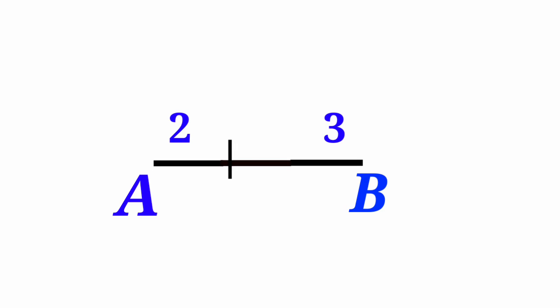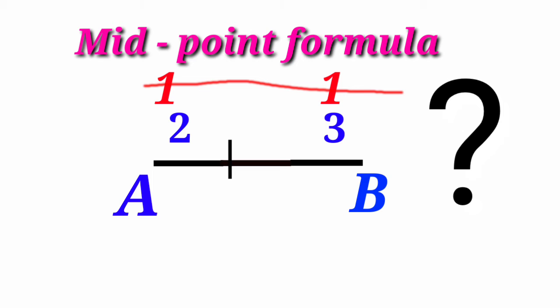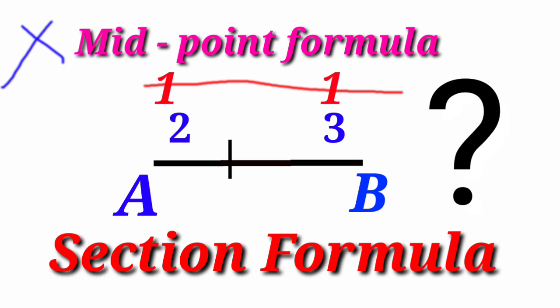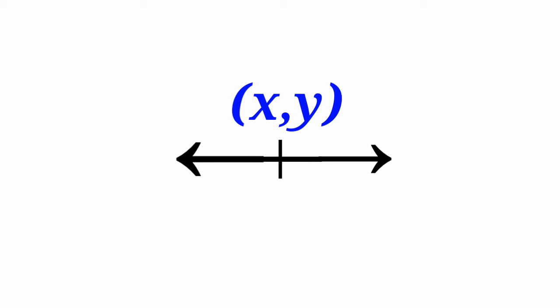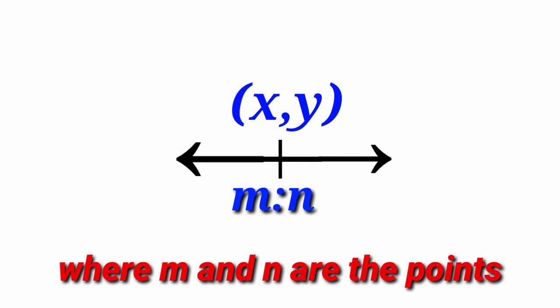It may come to your mind that if a point cuts the line segment in any other ratio like 2:3 or 4:5 rather than 1:1, then what will they do? Will they use the midpoint formula or do something else? Yes, for this question there is another formula, that is our third formula, section formula. By using this section formula we can find the coordinates of the point that cuts the line segment in the ratio m:n, where m and n are any other numbers.